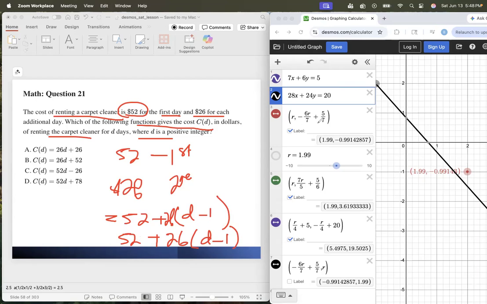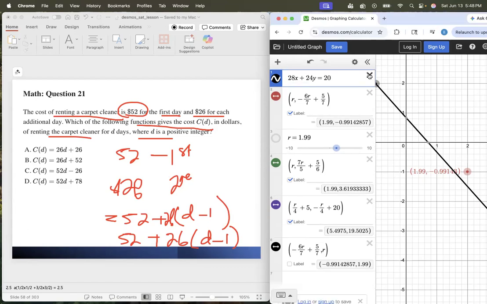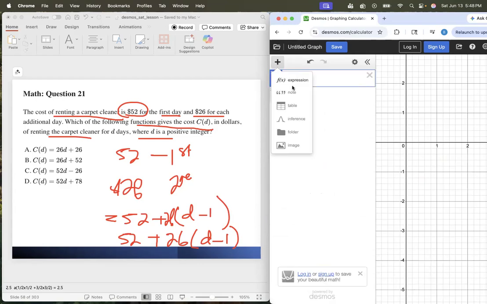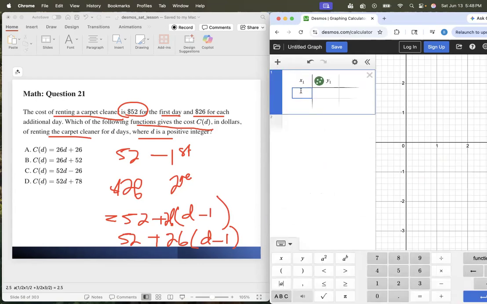The other way to do it is Desmos. So when you solve this question, I don't think Desmos is more beneficial. It's the same thing. You have to learn how to set it up. To use Desmos, you got to use table. You can say the first day you pay $52. The second day you're going to pay 52 plus what? 26. That's the thing. And that will be 78. If you can't see that picture, that will be 78.